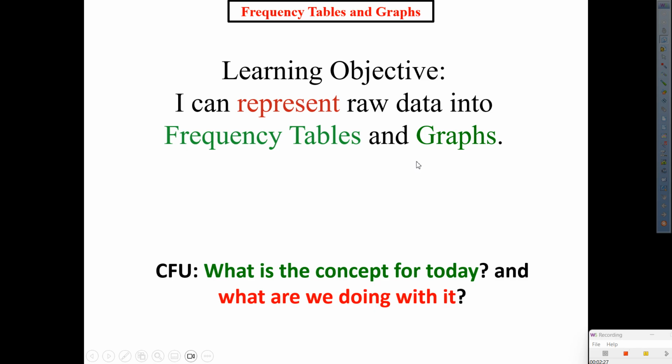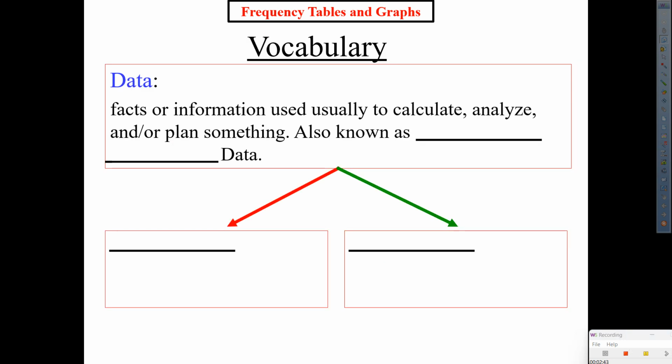I can represent raw data into frequency tables and graphs. Get a Cornell note going, please. So far we talked about different data, yeah? That looks something like this. And there's two types of data that we've been talking about.